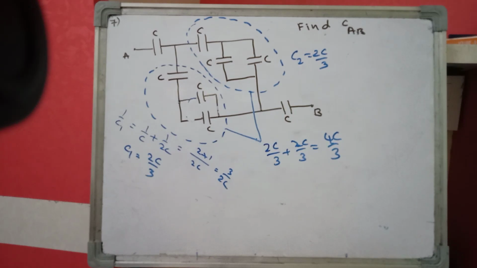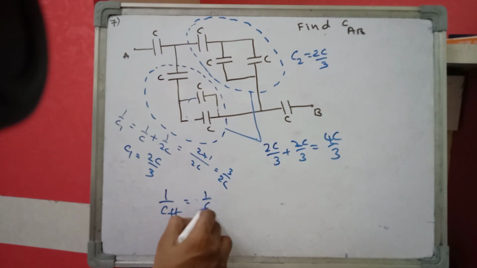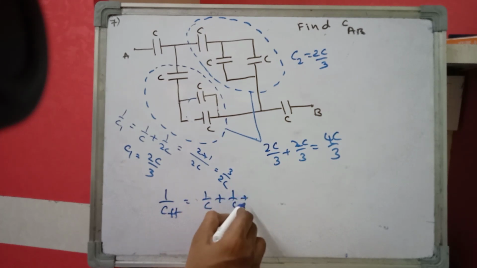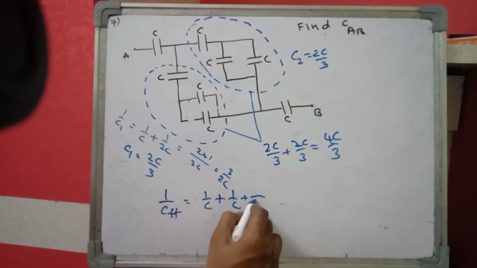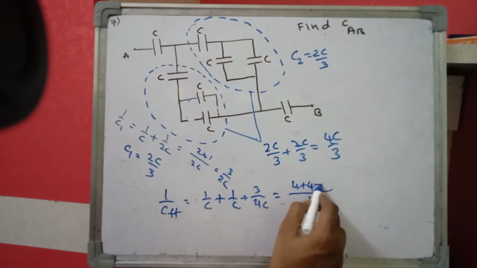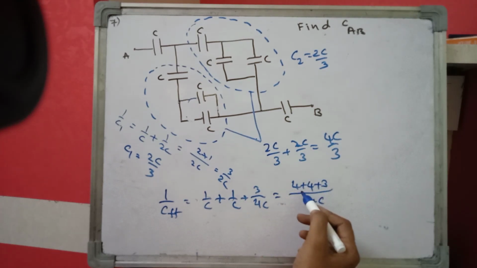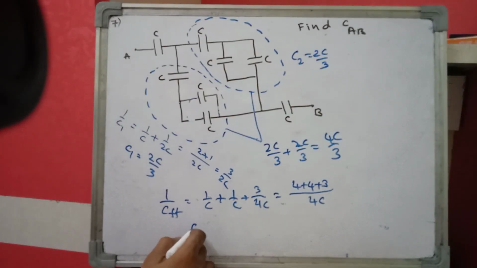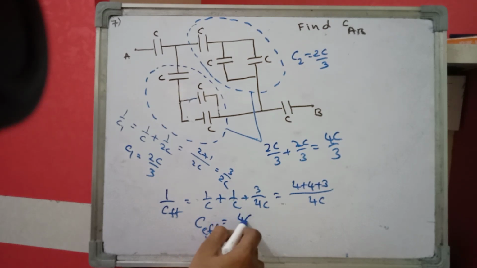So the final effective capacitance: 1 by C final is equal to 1 by C plus 1 by C plus 3 by 4C. Then take 4C as the LCM. Then you will get 4 plus 4 plus 3, that is 8 plus 3, 11. Then C effective is equal to 4C divided by 11.